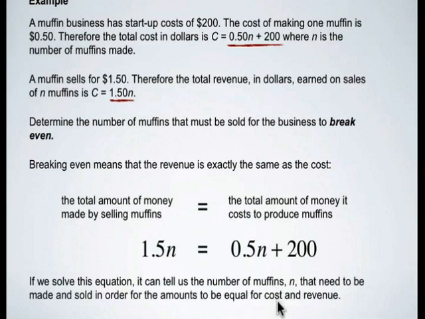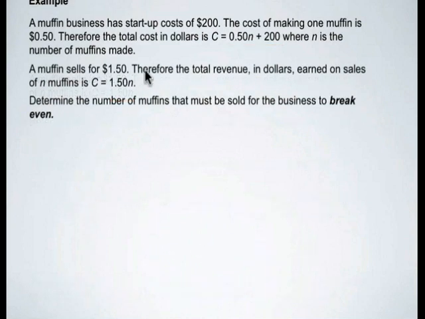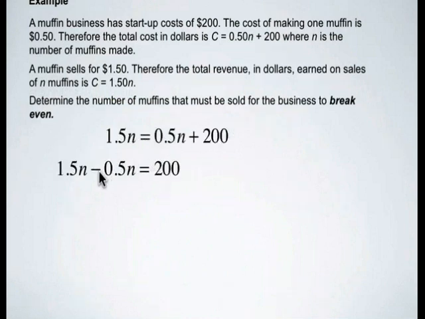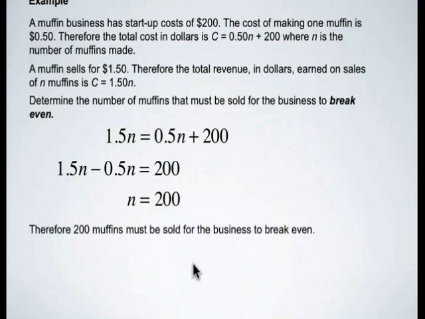So when we do this, we're going to first of all subtract 0.5n from both sides. And when we do that, we get n is equal to 200. So that means that if you sell 200 muffins, the business breaks even.